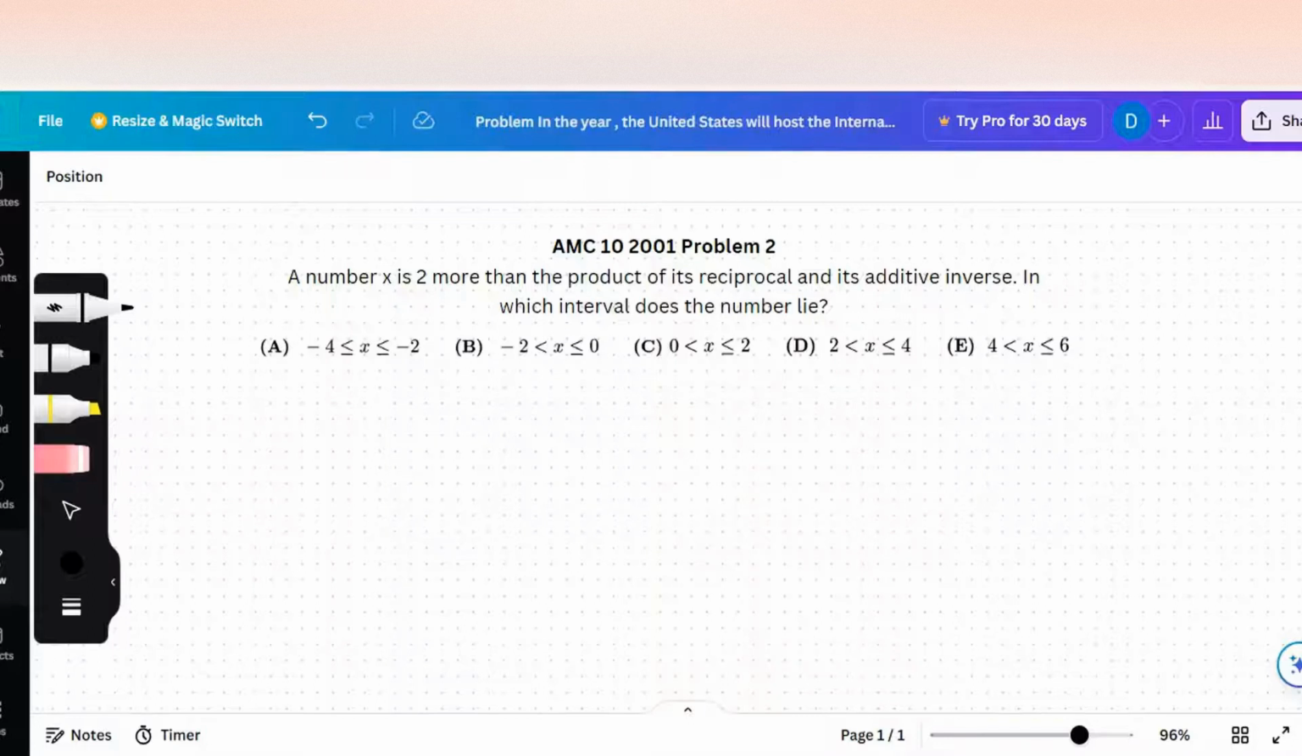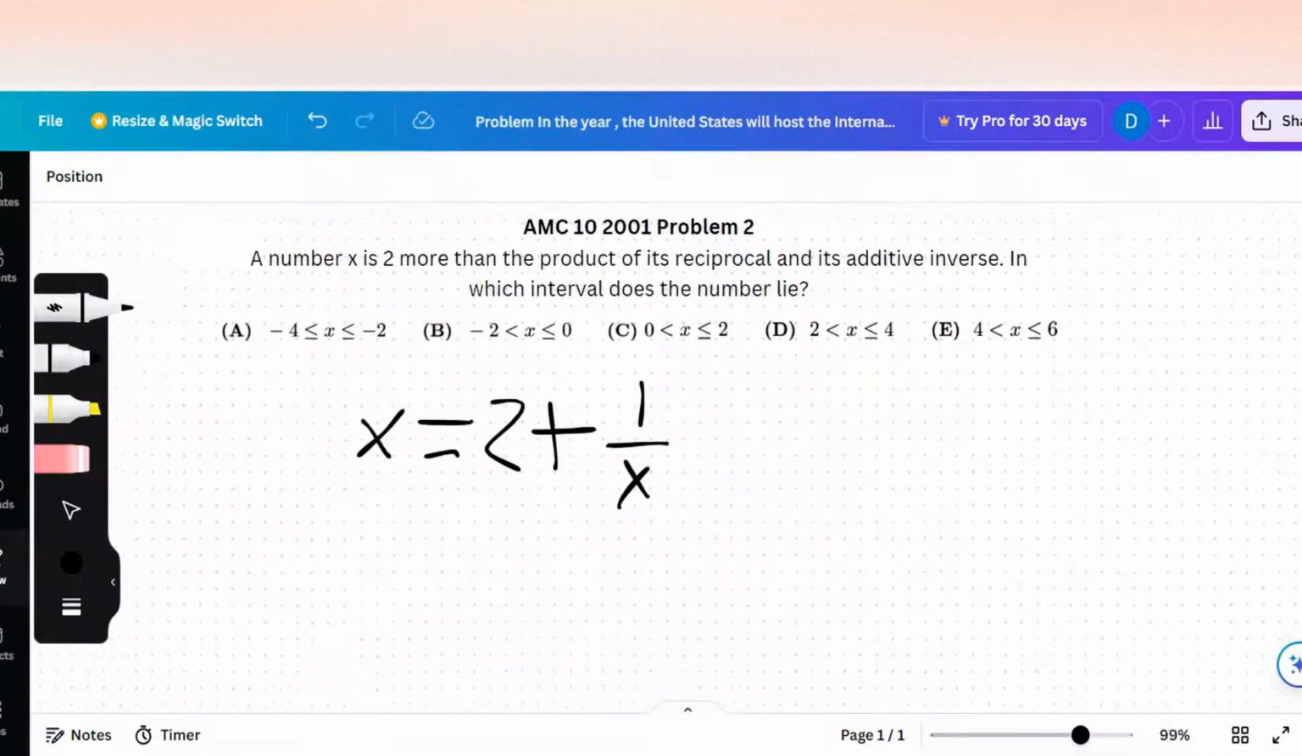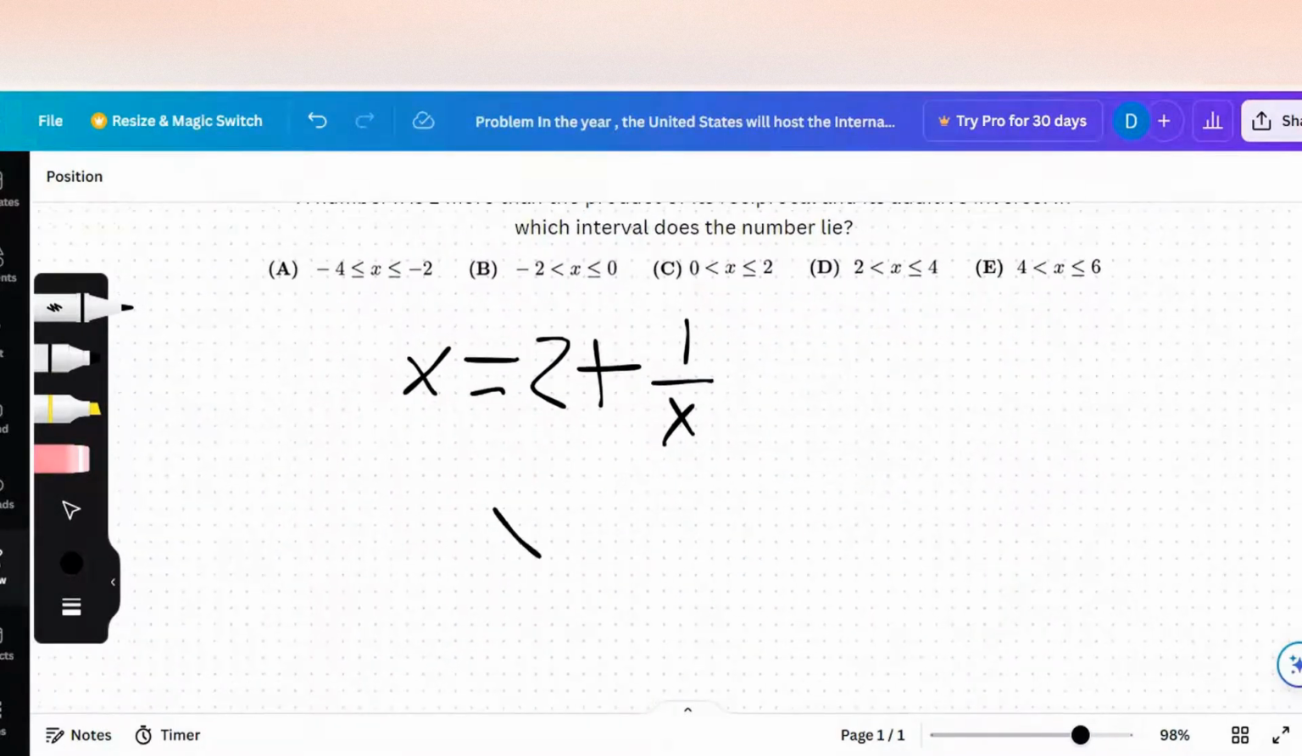a number x right here. And whenever you have "is," it's basically an equal sign in math. X is equal to 2 more than the product of its reciprocal. We know what a reciprocal is. The reciprocal of a number is just 1 over the number. So x and is the reciprocal of x.